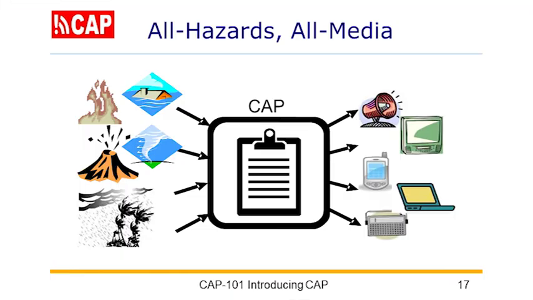First, CAP can supplement or replace the single-purpose interfaces between the alert sources. So here we have volcanic ash, we have tornadoes, we have fires, we have floods. Oh, and this is the hurricanes. It's like, what's that little thing? And then we have the media.